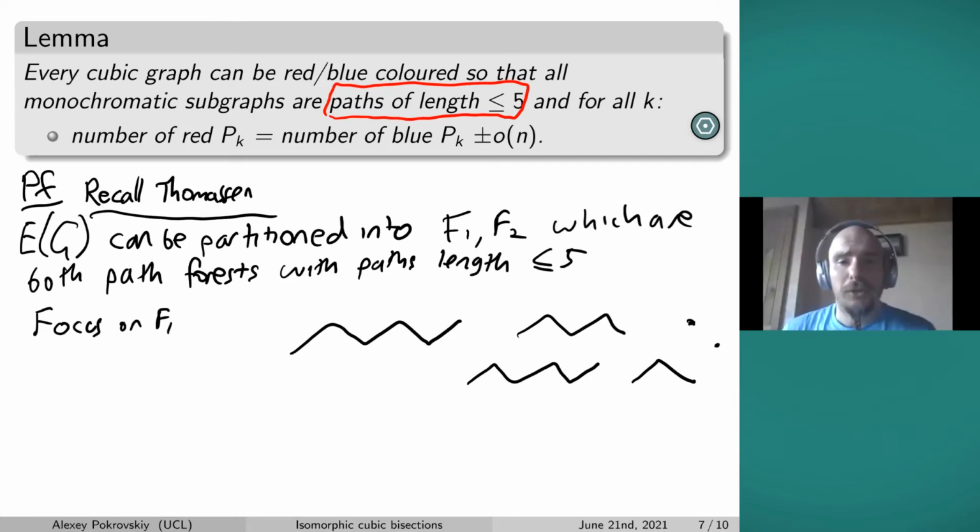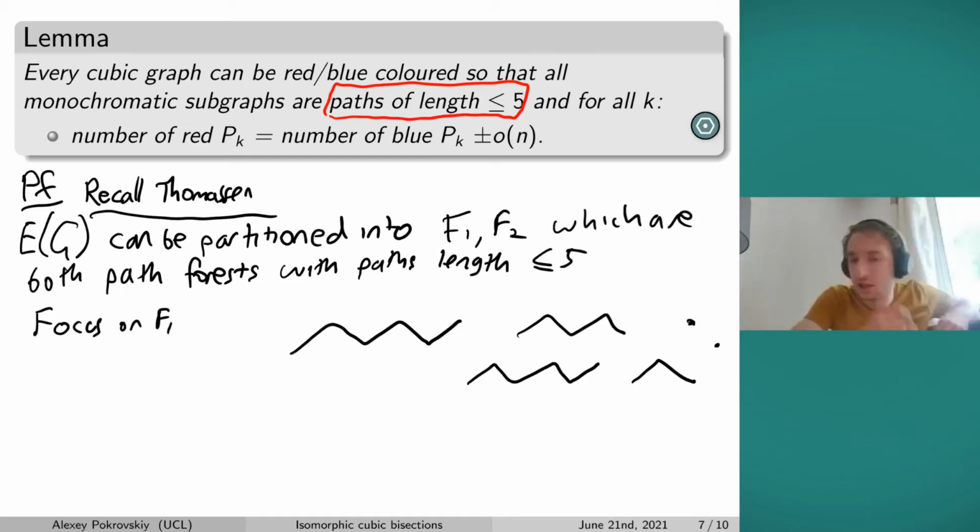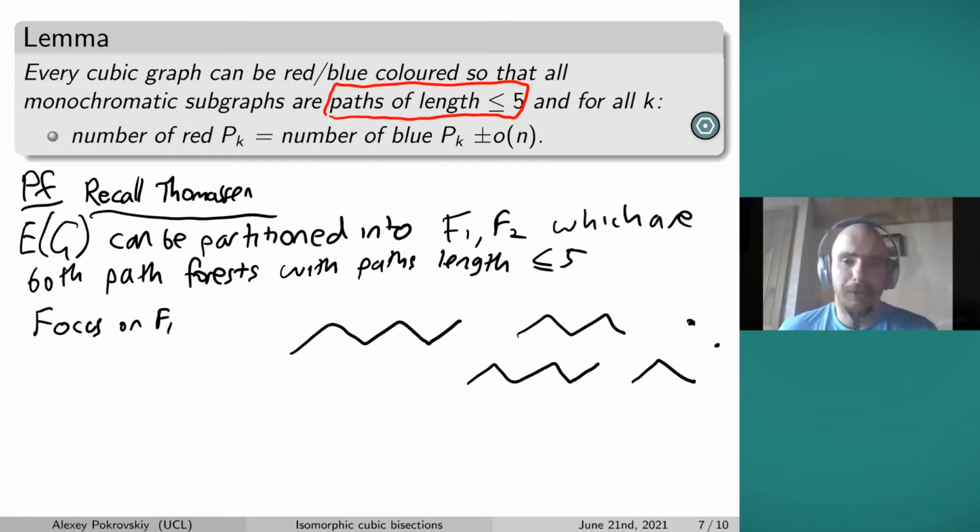Alexey, just a quick question. When you say path of length 5, you mean vertex length or edge length? I mean edge length. It doesn't really matter. Yeah, okay.